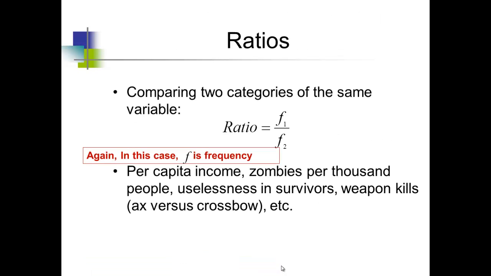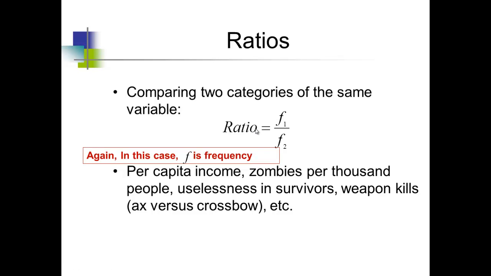All right, so another thing that you could do in categorical data is find ratios between two categories. So you can put the frequency of one, say the number of zombies killed, over another, which is the number of zombies still alive. So you could say what the ratio is of zombies that you've killed to zombies that you have not killed.